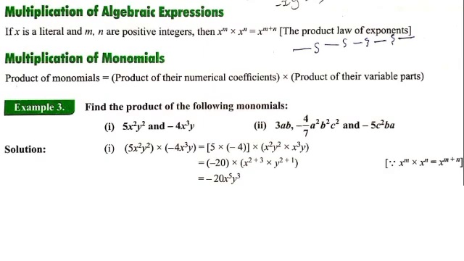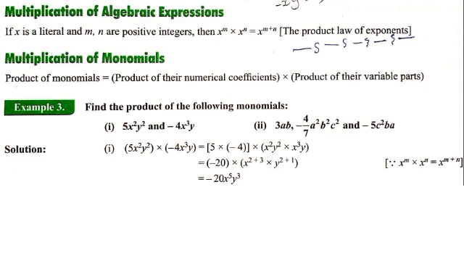Multiplication of algebraic expressions. If x is a literal and m and n are positive integers, then xᵐ × xⁿ is equal to xᵐ⁺ⁿ, the product law of exponents. Multiplication of monomials. The product of monomials is equal to the product of the numerical coefficients times the product of the variable parts. Like, find the product of the following monomials. First one, 5x²y² and -4x³y.